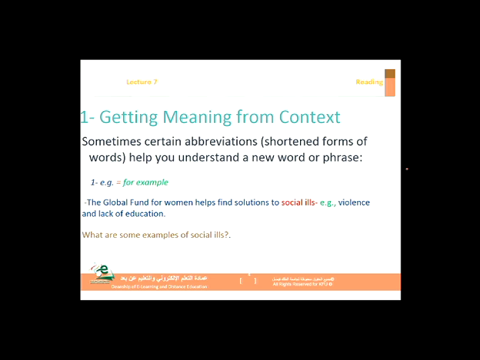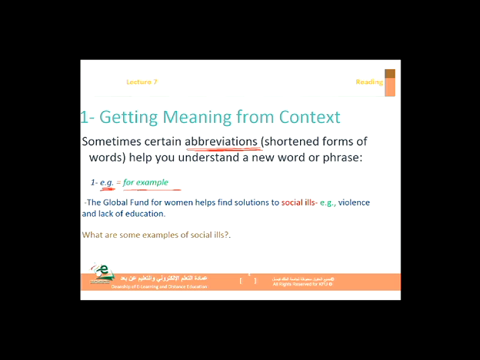Example number 1, abbreviations. Some abbreviations or shortened forms of words can help you actually get the meaning from the same sentence. So examples, we have E.G. That is read as, for example. It means, for example.